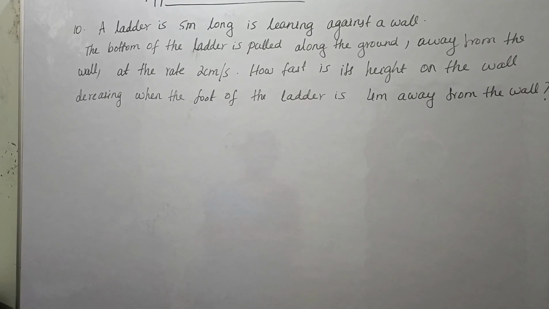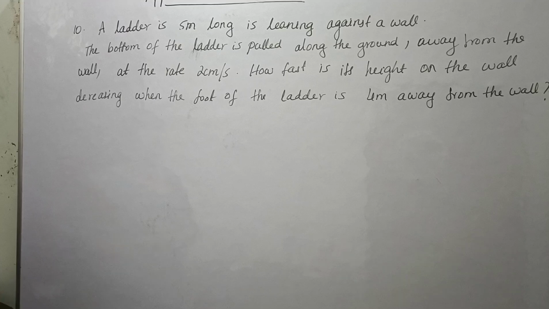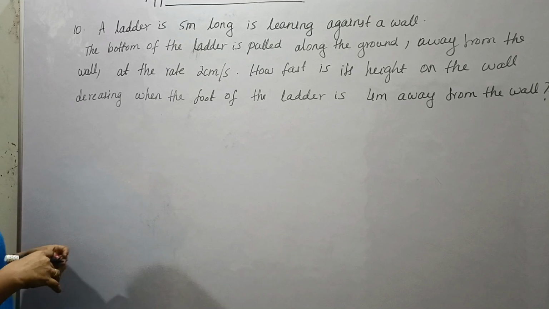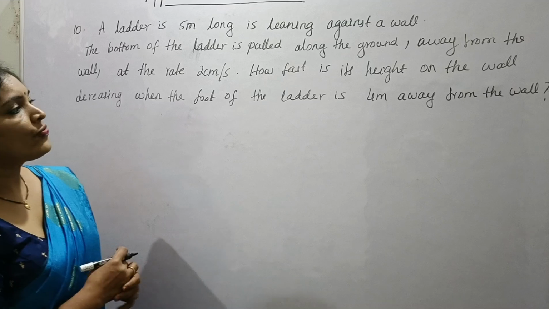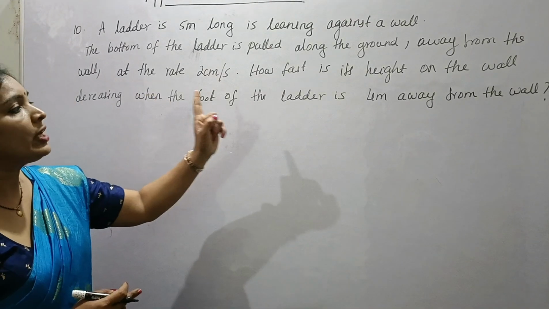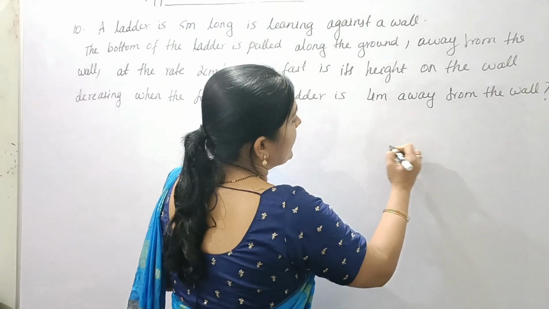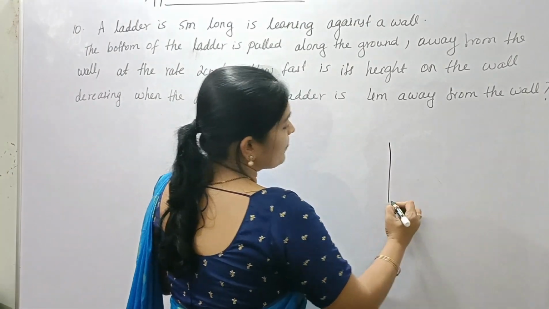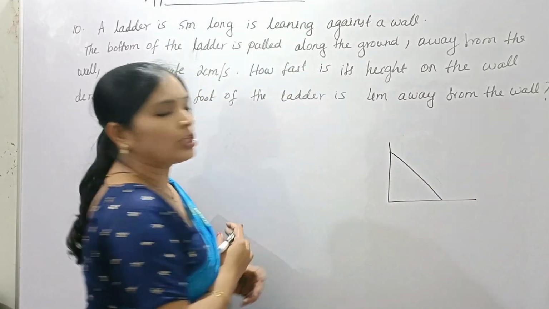A ladder is 5 meter long, is leaning against a wall. The bottom of the ladder is pulled along the ground away from its wall at the rate of 2 centimeter per second. How fast is its height on the wall decreasing when the foot of the ladder is 4 meter away from the wall? See here, let's consider it is the wall and it is the ground and it is the ladder leaning against the wall.